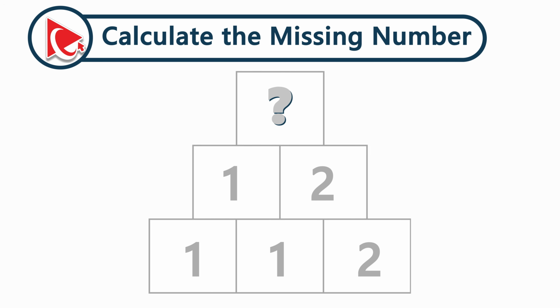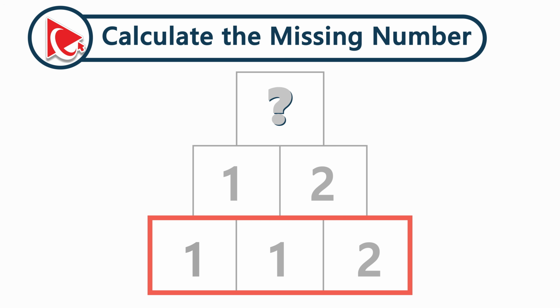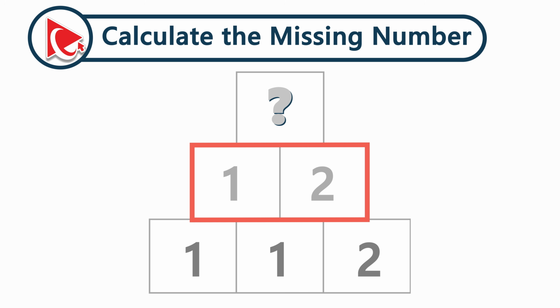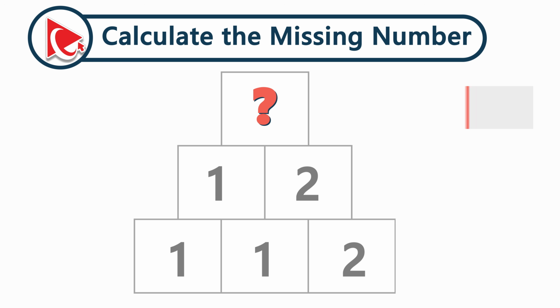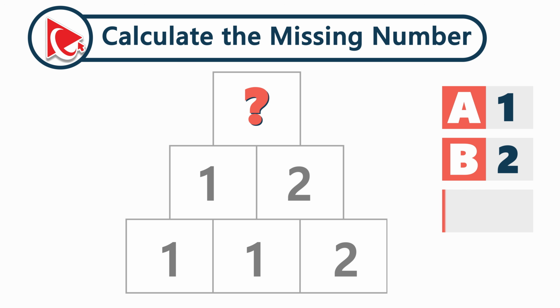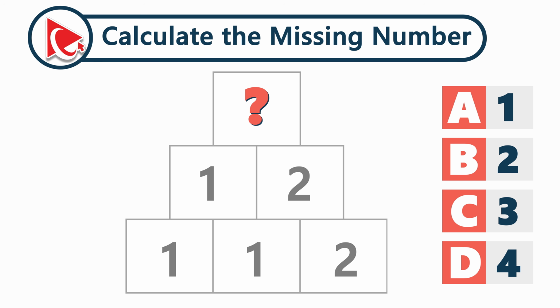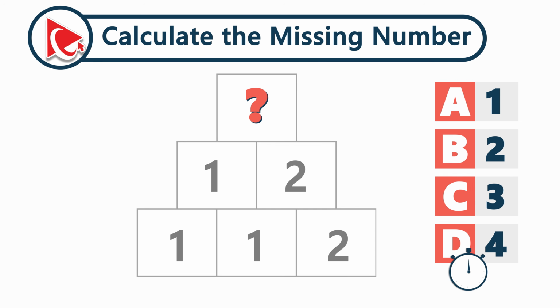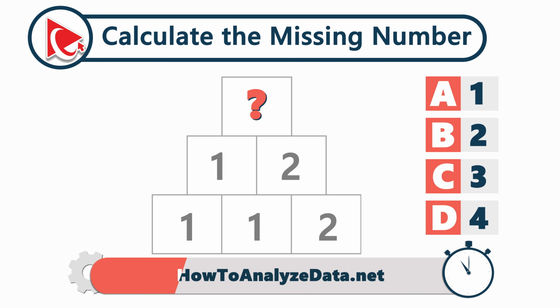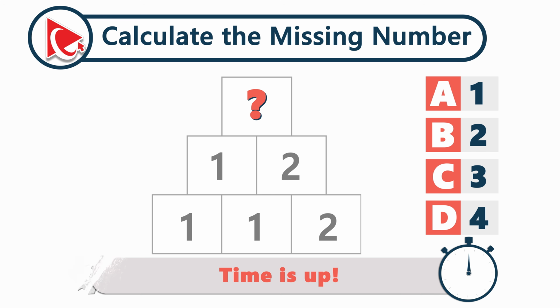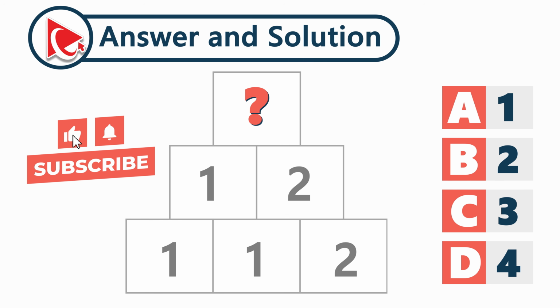Consider the following pyramid. The bottom row of the pyramid has numbers 1, 1, and 2. The middle row has numbers 1 and 2. And the top number in the pyramid is missing. You need to calculate the missing number and select your answer out of 4 possible choices: A, 1; B, 2; C, 3; or D, 4. Can you try to solve it on your own and choose the right answer? It's a clear solution, but only to those who look at it the right way. I'm pretty sure you're one of them though.